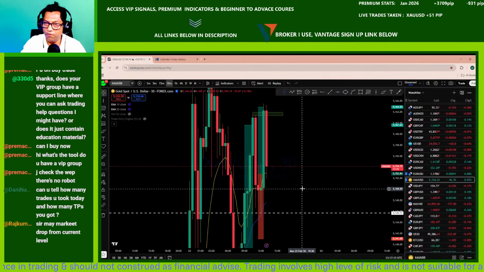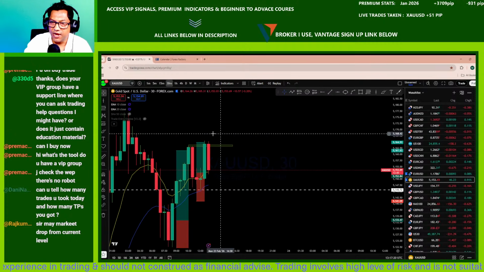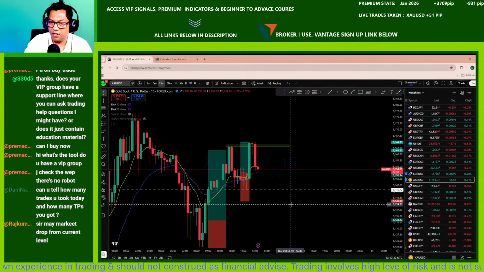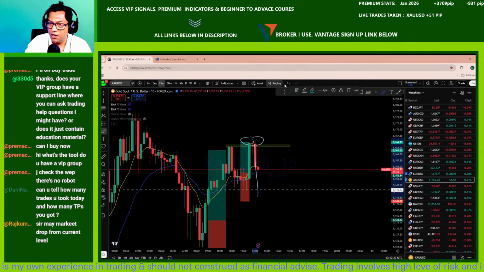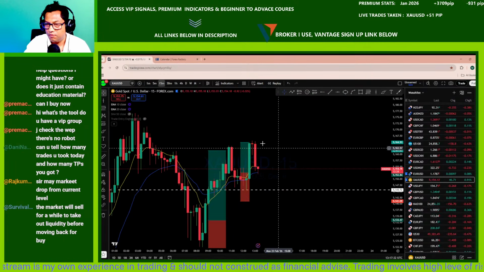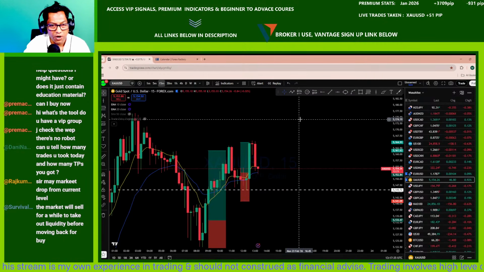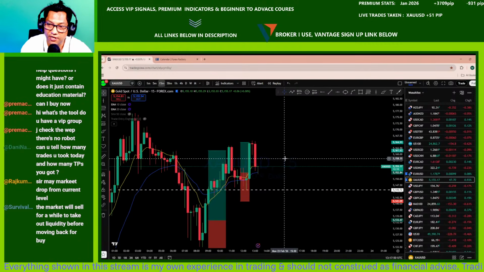With this break below, if you look at the first 15 minutes, there has been a significant drop from this resistance that you can see, and the market will sell off a while to take out liquidity before moving back for a buy. Yes, this is what the market is currently at.